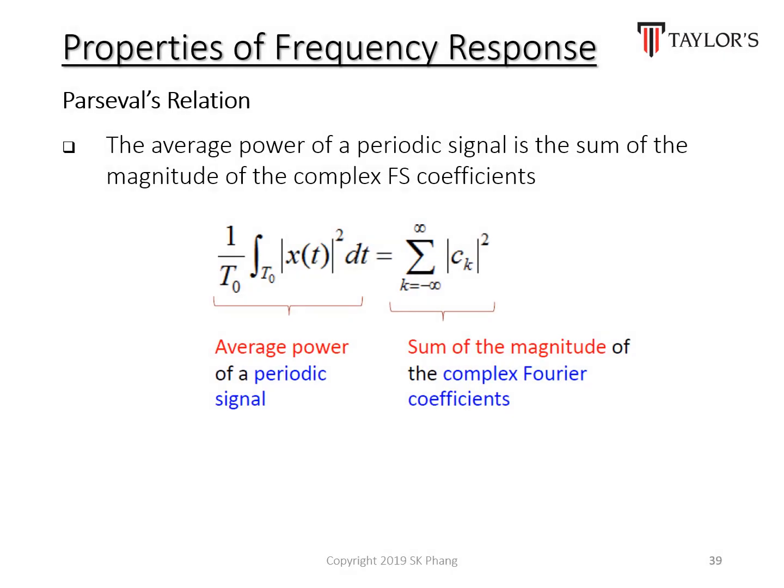The next property is the Parseval relation. It says that the average power of a periodic signal is equal to the sum of magnitudes of the complex Fourier coefficients. So that's all for the Parseval relation.